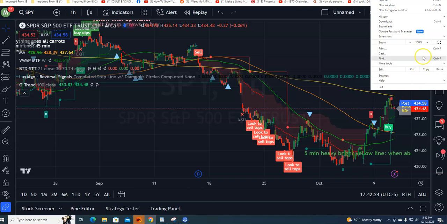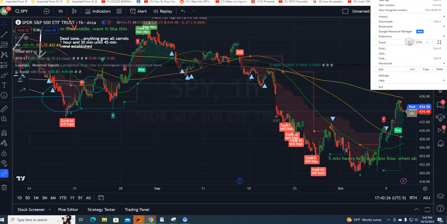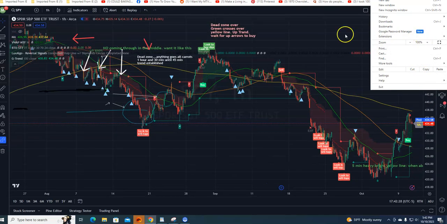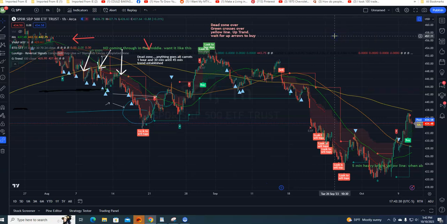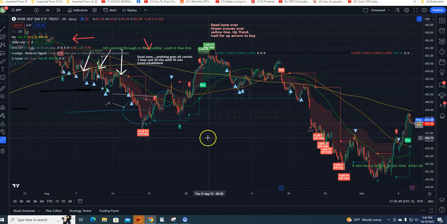Alright, so we're going to go back to 100% and go back to what I'm talking about here. Now, with the 1 hour, you follow the green moving average indicator, okay? And then when you start to see a turn, when you start to see these brackets show up, that's like a double verification that this is a good turn, okay?